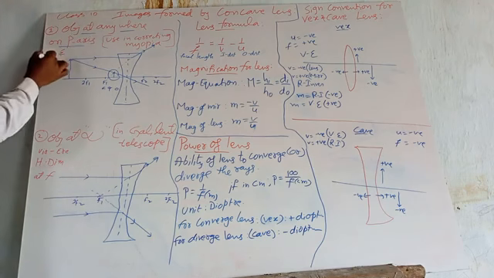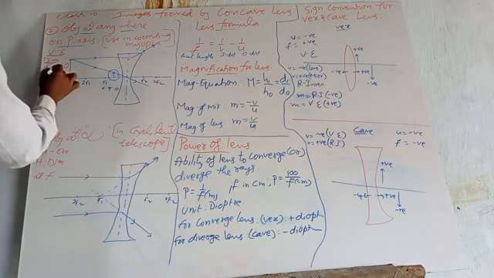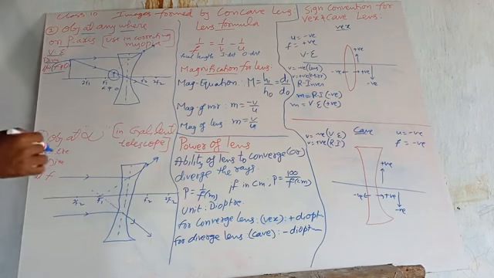And look here, it is virtual and erect. Second point is that it is diminished, meaning small. Third point is that it forms between f and o, already I told you.